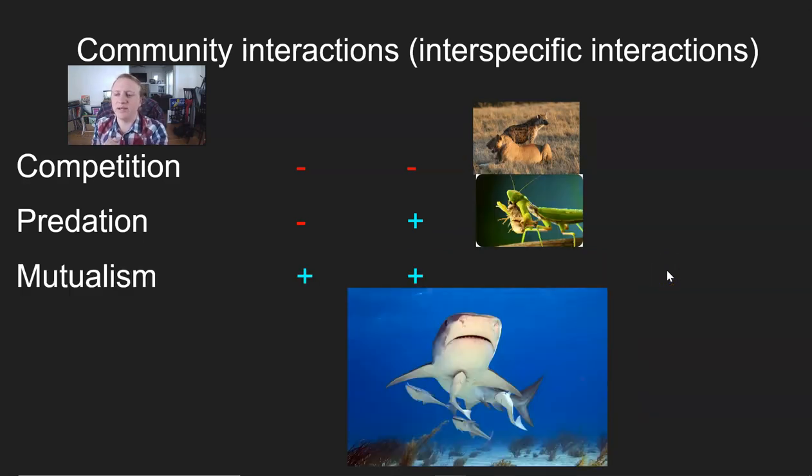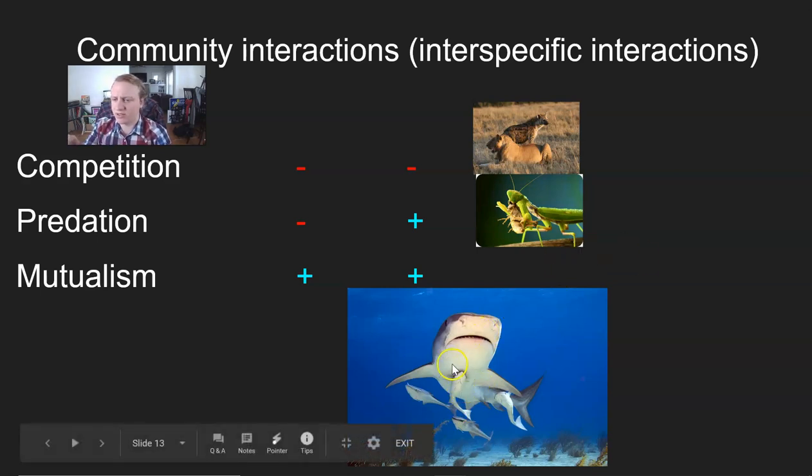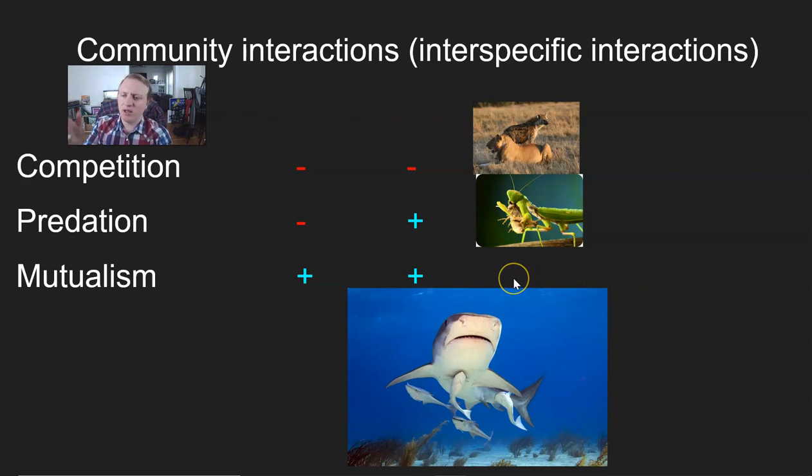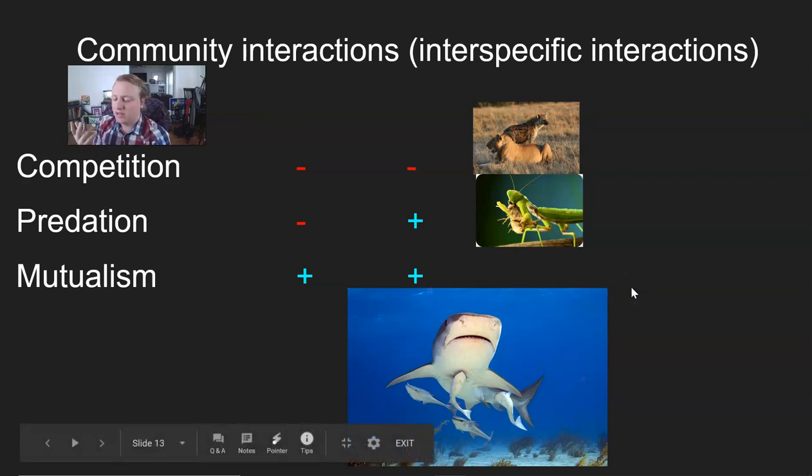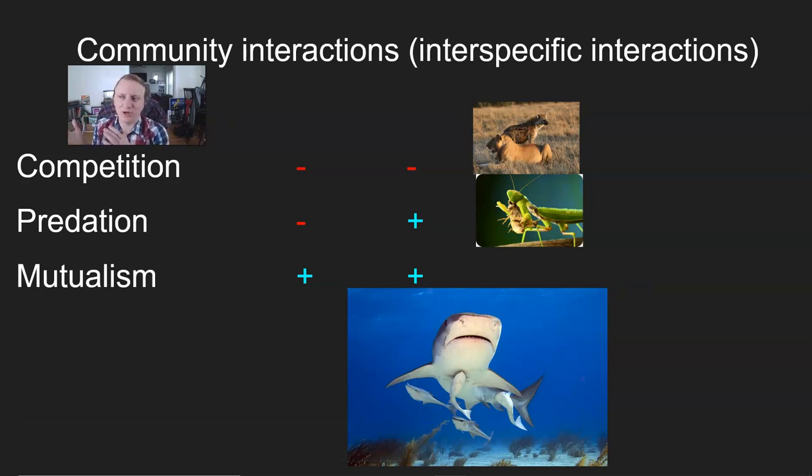The next type of interspecific interaction, the next type of community interaction we can have, is a mutualism. So you have a shark here swimming around with its remoras, which are attached to the underside of the shark. And the shark gets to have parasites eaten off of it. It gets to be cleaner and more comfortable. The remoras not only get a meal out of it by eating the parasites, they also get a degree of protection from the shark, and the shark's not going to eat them. So in a mutualism, it is plus plus. Both species are benefiting from this particular kind of interaction.